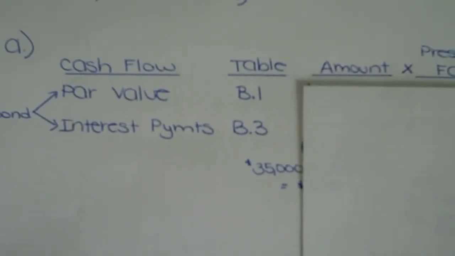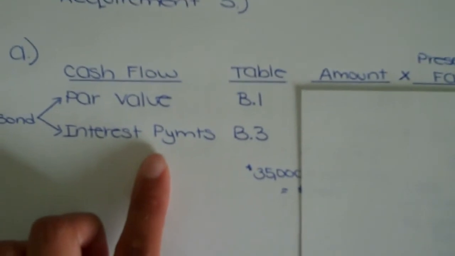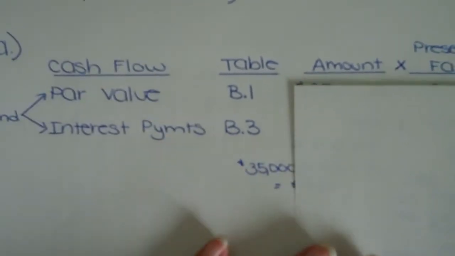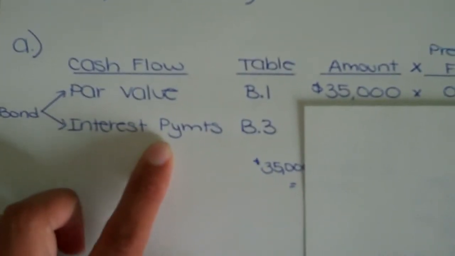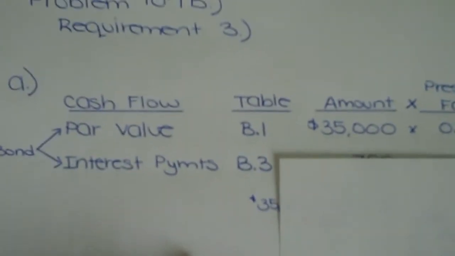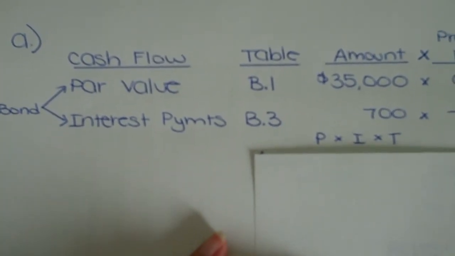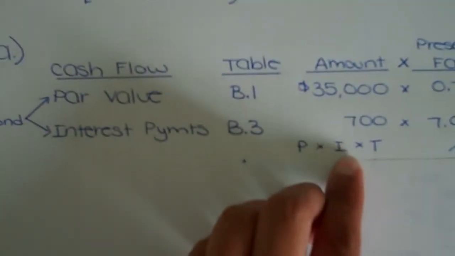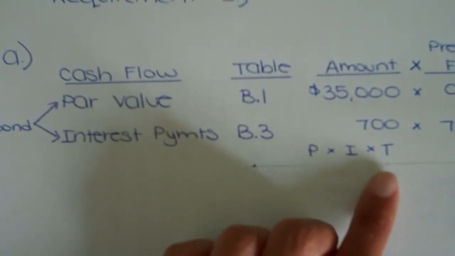Let's go ahead and identify the amounts for the par value and the interest payments. The par value is given in the problem to be $35,000. The interest payment we're going to need to calculate. We'll calculate that by using our PIT formula, which is par value times the interest times the time, meaning how many times a year we pay out interest.